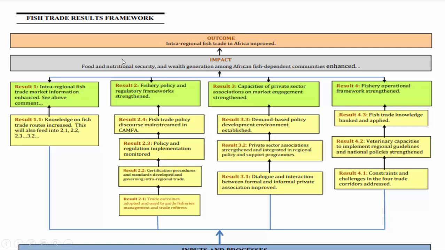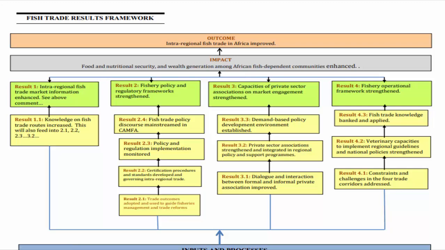So now the results framework, instead of having this in a log frame, you have first of all the inputs. I know you can't see, but you see my cursor there. Actually, this is the lowest part of the results framework, which is the inputs and processes. So these feed into the results, okay? So the results in this case are at different levels.